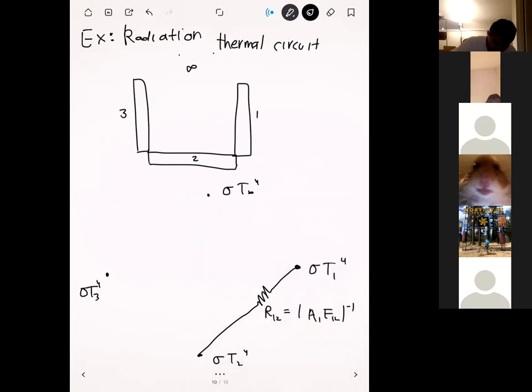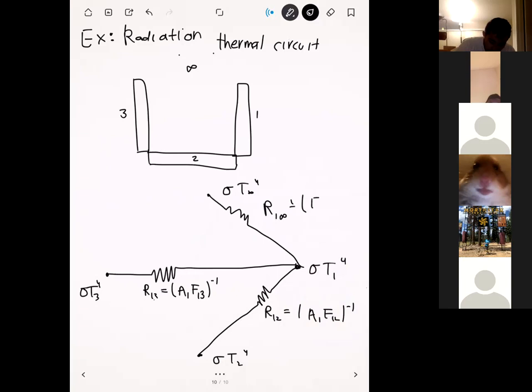Next we had the resistance between 1 and 3. So we have R13, which is equal to A1 F13, raised to the -1. And then we had F1 infinity, so we have R1 infinity, which is equal to A1 F1 infinity raised to the -1.